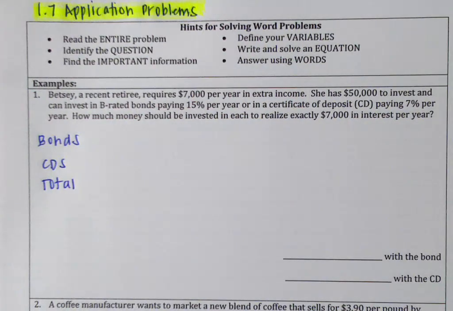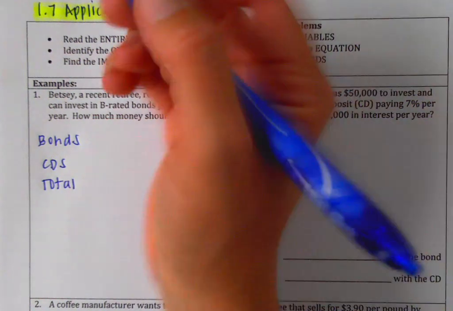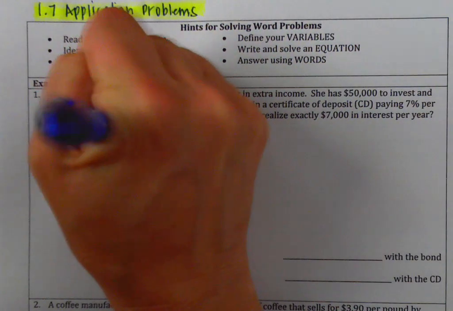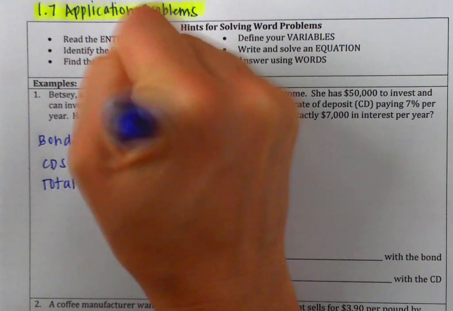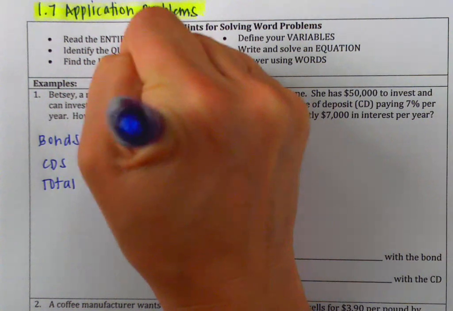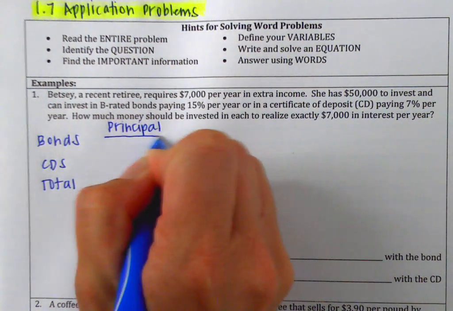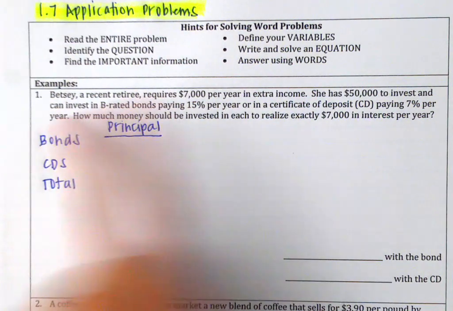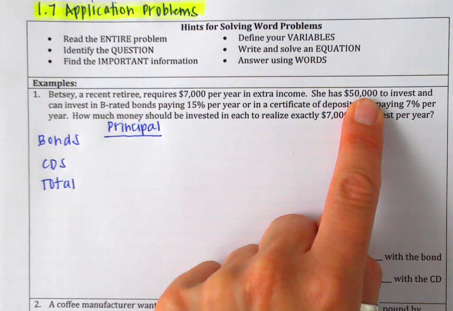Now, there are two things that we have here. So in finance, you have something that's called your principal amount. Your principal amount is your starting amount, like how much money you're actually putting into the account. So first, in the total amount, Betsy is putting in $50,000 total.